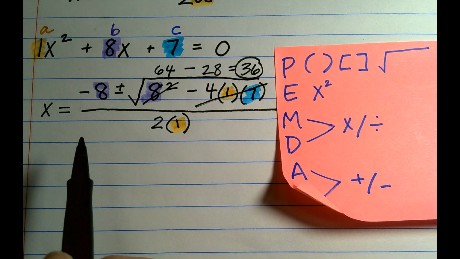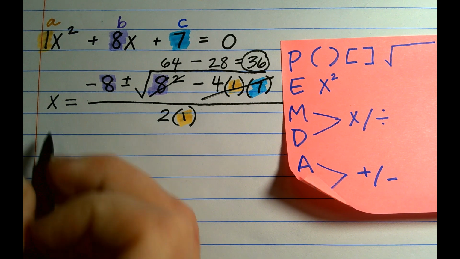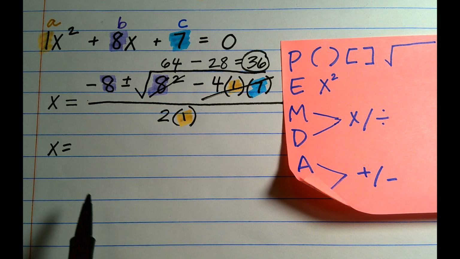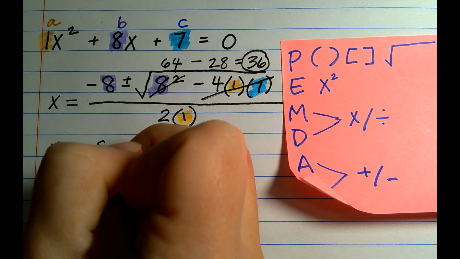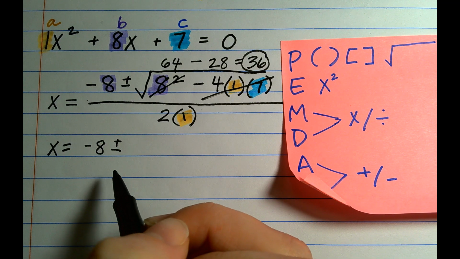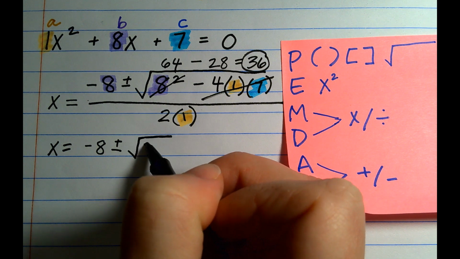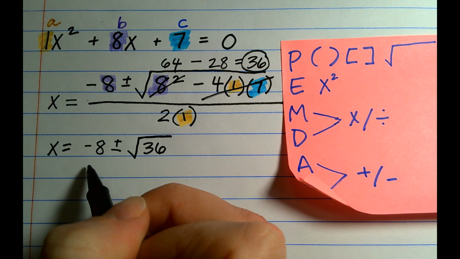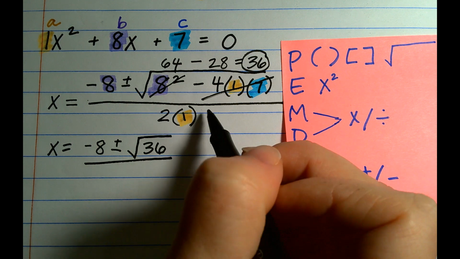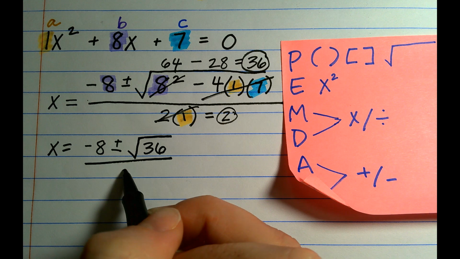Okay, so what I'm going to do now is I'm going to rewrite all of my simplified stuff. I've got x equals -8 plus or minus, what do we write next? Square root of 36. Good, square root of 36. Divided by 2 times 1. Yes, divided by 2 times 1, which is what? It's just 2. So I'm going to do that now.